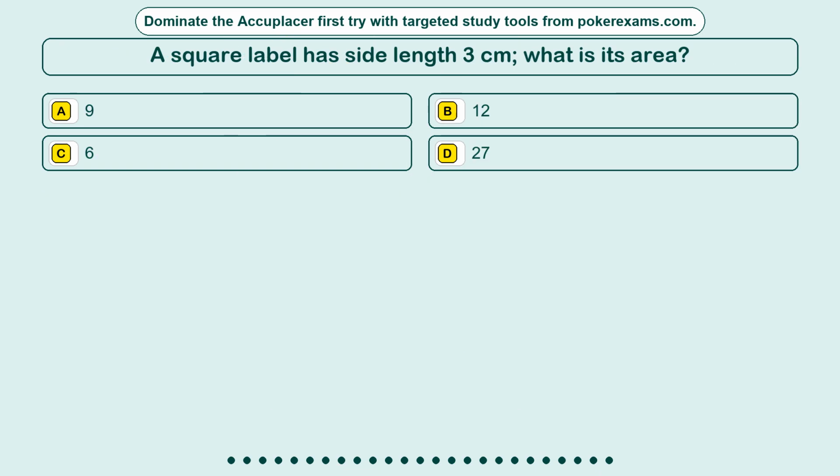Question 12. A square label has side length 3 cm. What is its area? Option A, 9. Option B, 12. Option C, 6. Option D, 27.